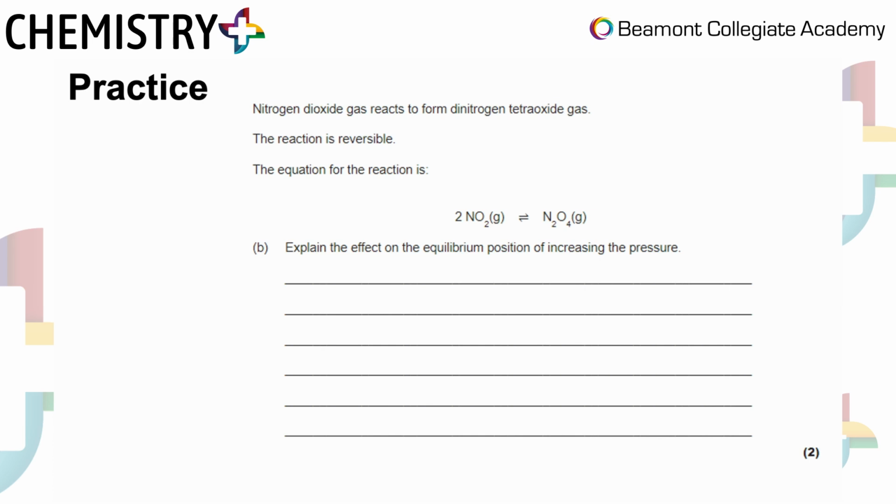Practice 2. Nitrogen dioxide gas reacts to form dinitrogen tetroxide gas. The reaction is reversible. The equation for the reaction is 2NO2 gives you N2O4. Explain the effect on the equilibrium position of increasing the pressure. It's a 2-mark answer. We're looking for 2 bullet points. Pause the video and have a go.